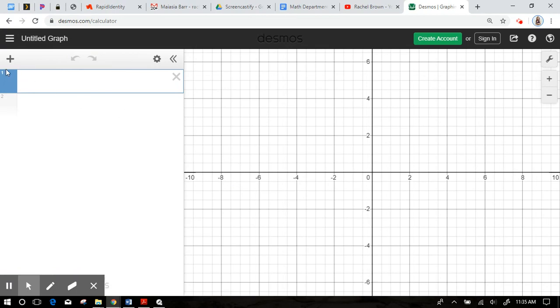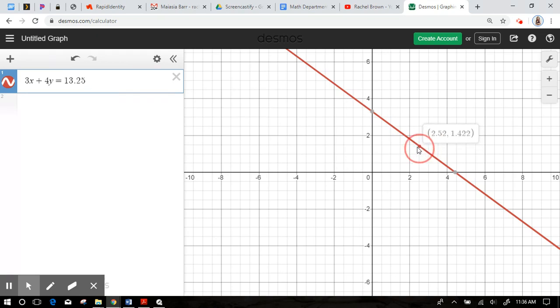And what we're going to do is on the left-hand side here, we're going to type in our red equation. 3x plus 4y equals 13.25. And so it graphed that red line for us, okay? And you can see any point on this line that you want to see. All you have to do is click and hold, okay?